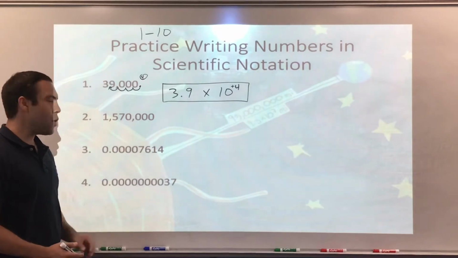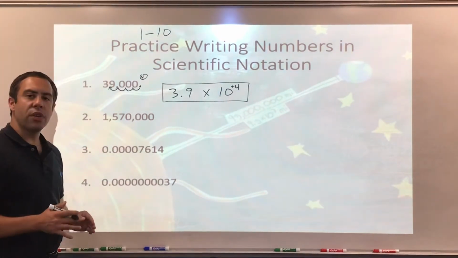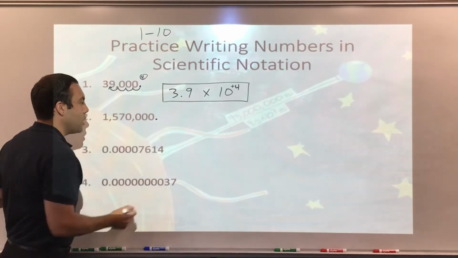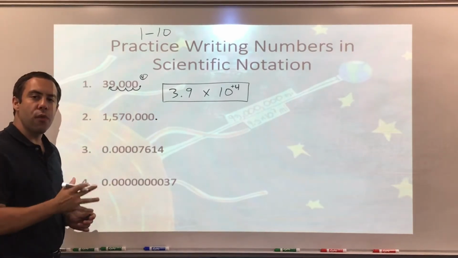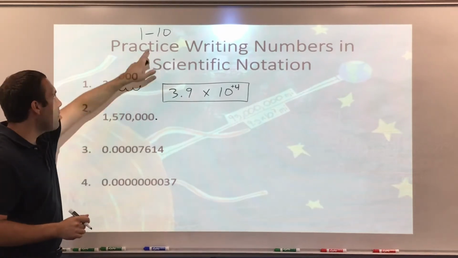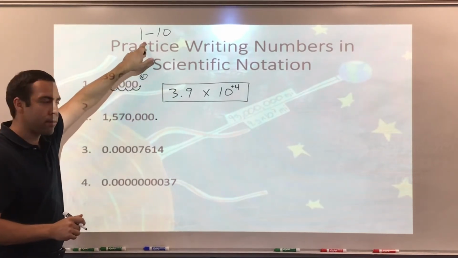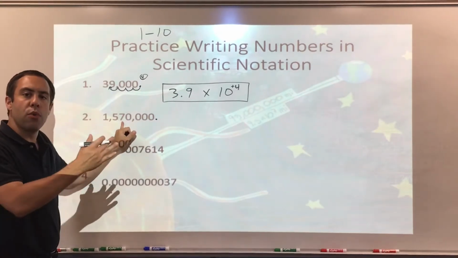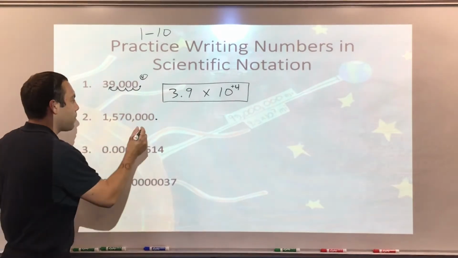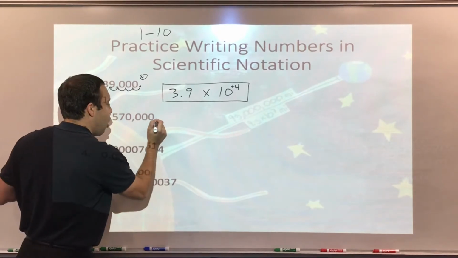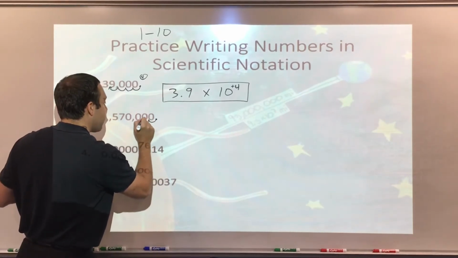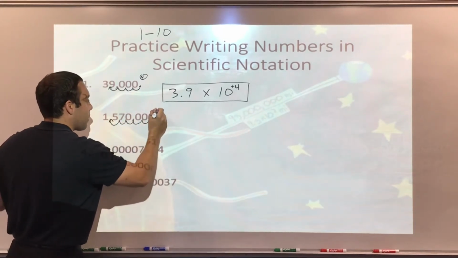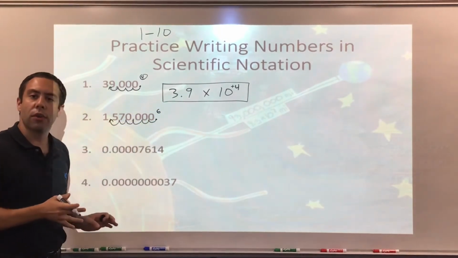For problem number 2, we have 1,570,000. We put the decimal point at the end, and we have to move the decimal point over until we get a value between 1 and 10. Just like in problem number 1, since we have a large number, we're going to move the decimal place over to the left. And we count the number of times we move it over. 1, 2, 3, 4, 5, 6. We move the decimal place over 6 times.